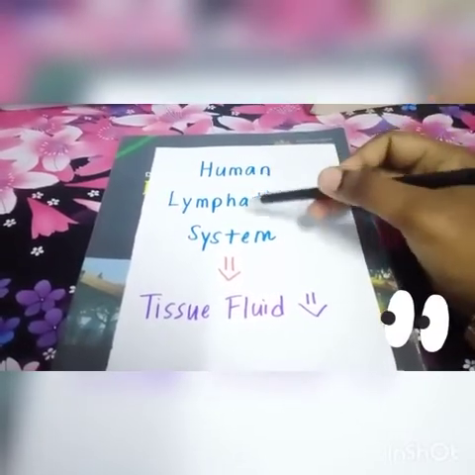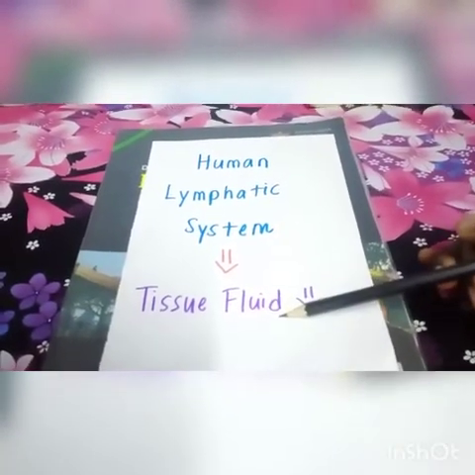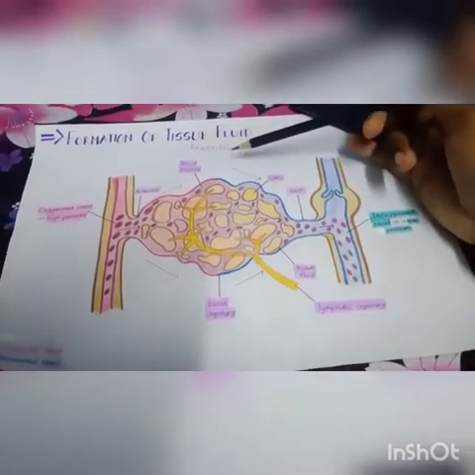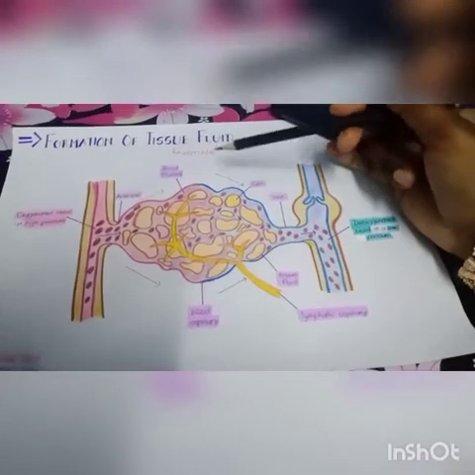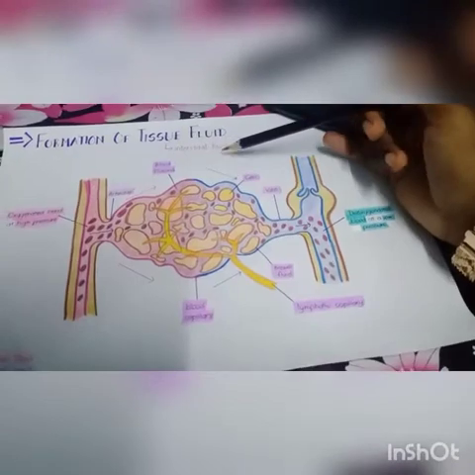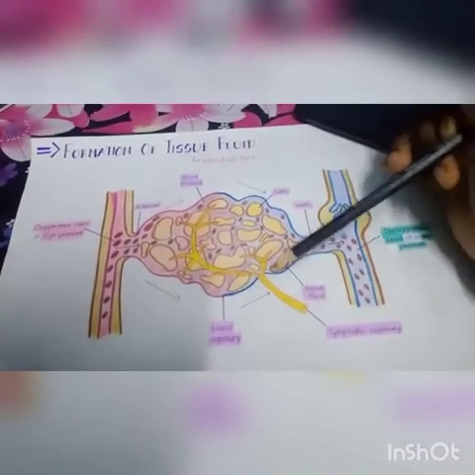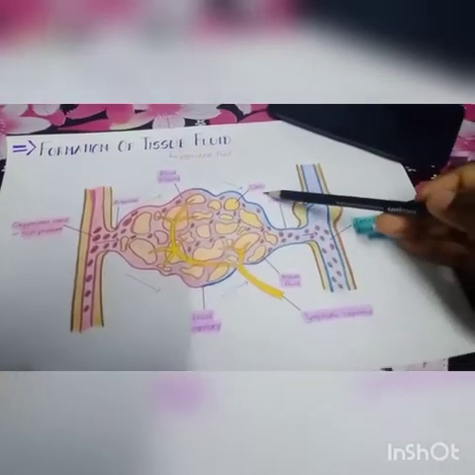In this topic we will learn about the formation of tissue fluid. Okay guys, here we go with the formation of tissue fluid. For further information you may refer to your textbook at page 189. First of all, tissue fluid is known as interstitial fluid. This diagram shows the exchange of substances between our blood capillary and the body cells.